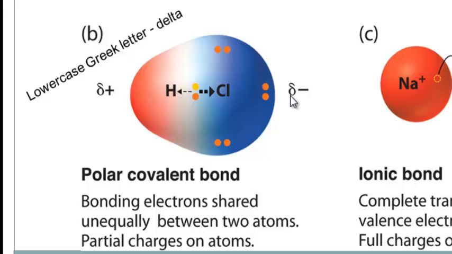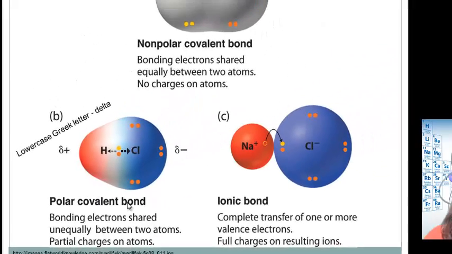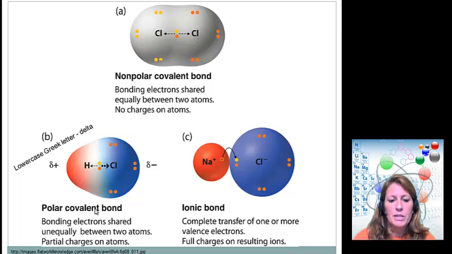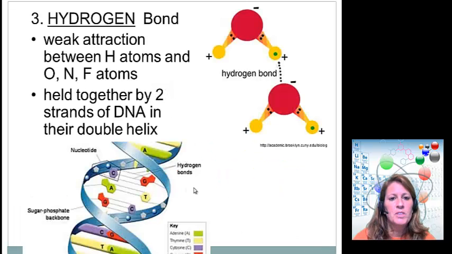Now here's a new little symbol. Okay, this is a lowercase delta, and that lowercase letter means partial. So it is a partial charge, a partial positive charge, say that fast 3 times, and this is the negative charge. Okay, so that's a covalent bond on that. So that's sharing, but one has slightly more of a charge than the other. Okay, and the third is a hydrogen bond.